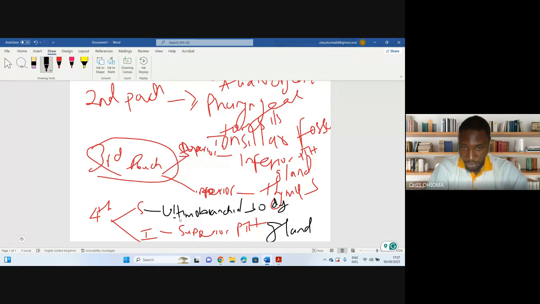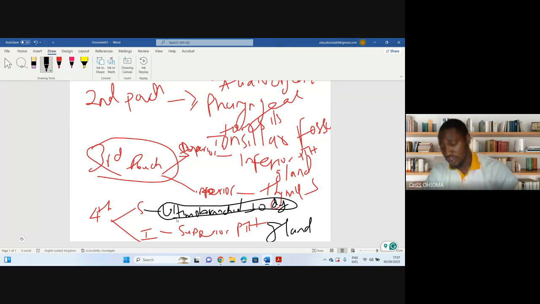This ultimobranchial body is what gives rise to the parafollicular cells. The parafollicular cells tone down the level of calcium, so they reduce the level of calcium in the blood because they secrete calcitonin. The parathyroid gland secretes parathyroid hormone, which raises the level of calcium in the blood, and calcitonin does the opposite. So this is the pharyngeal pouch.